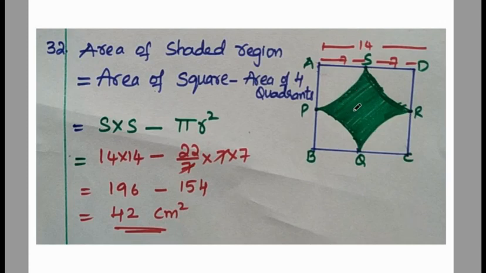32nd question is a diagram related question, and we have to find the area of shaded region. So area of shaded region is nothing but area of big minus area of small. Here area of big is square minus area of four quadrants. 1, 2, 3, 4. If we subtract area of square minus area of four quadrants, we'll get the area of the shaded region. Area of square formula is side into side. Area of each quadrant is part of a circle, pi r square. Replacing the values, we'll get the area of shaded part as 42 centimeters square.